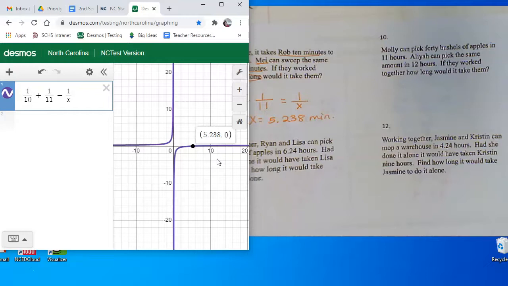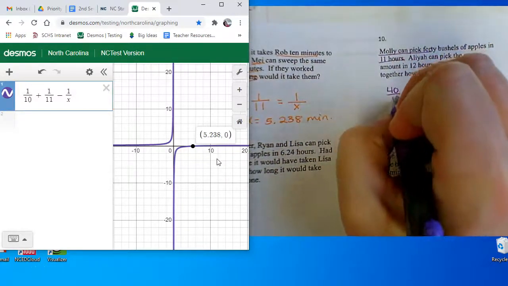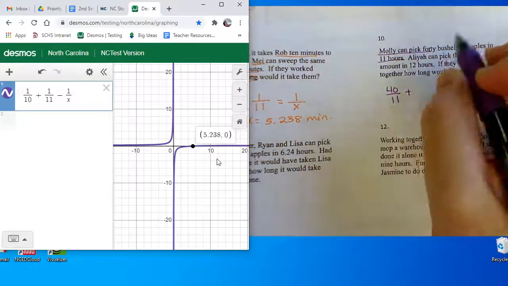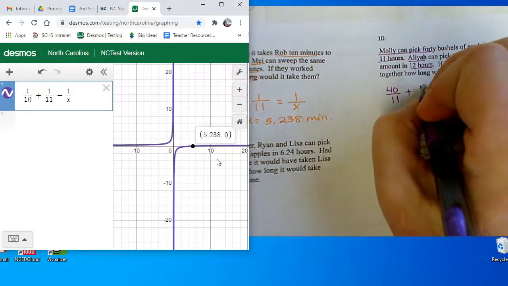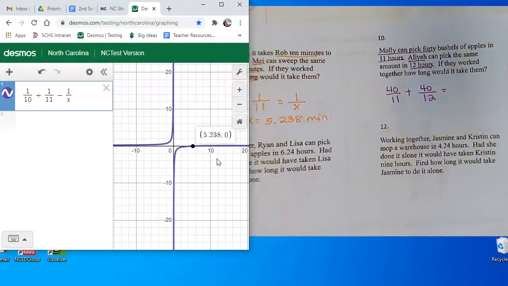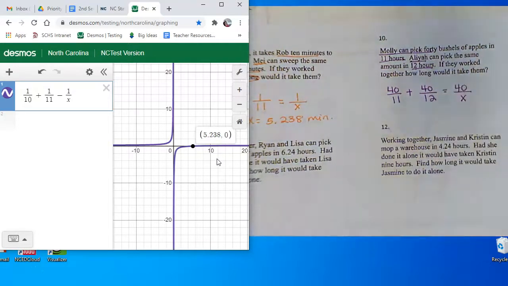Okay, so if they're picking 40 bushels of apples instead of just one job, we're going to do 40 as the job because there's 40 bushels that they're picking. So for Molly, she picks 40 in 11 hours. So 40 over 11. Elia can pick the same amount in 12 hours. So 40 over 12. If they work together, how long would it take them then? They still want to pick 40. So 40 would be on top. And then X is what you're looking for.